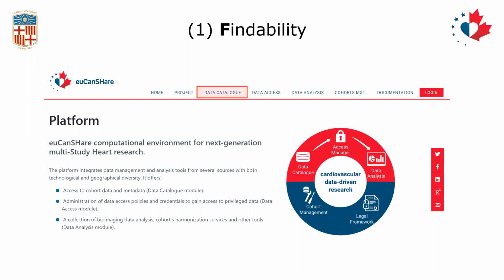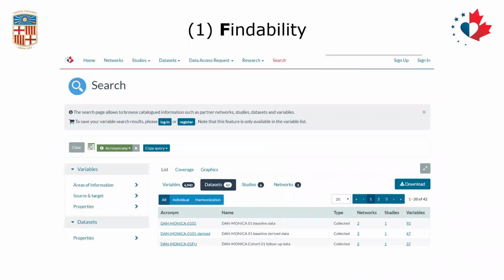So it allows to access the data catalog through here. And this is how the data catalog looks like. It basically first gives all the cohorts that are available. So in this case, 42. But then it is possible to perform a search. Now, what's interesting is that now the search is much more advanced and much more detailed.